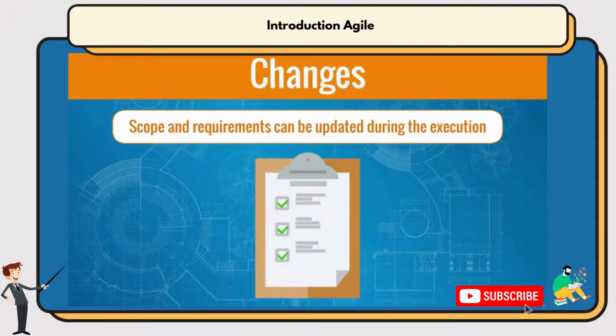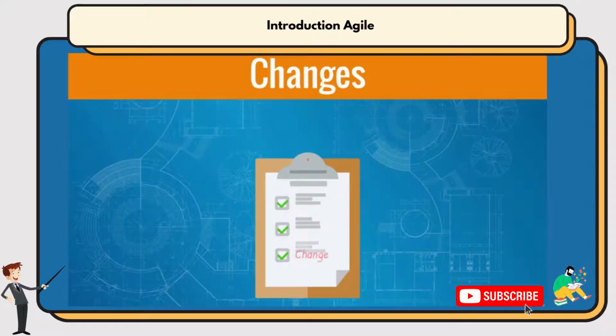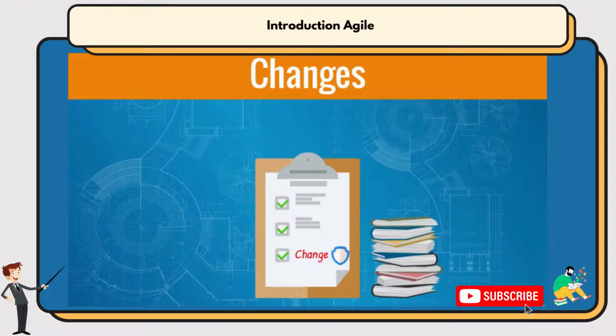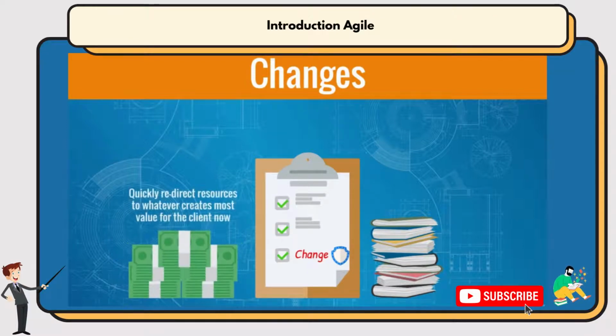2. Changes. Scope and requirements can be updated during the execution. Even if the list of requirements is agreed at the beginning, it is accepted that it gets updated later on. When a change emerges, instead of protecting the plan through documentation and processes, it will be much more beneficial that resources are quickly directed to whatever creates the most value for the client now.